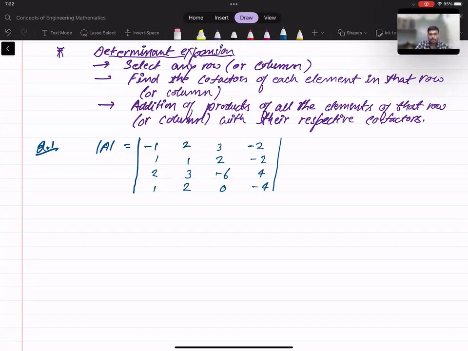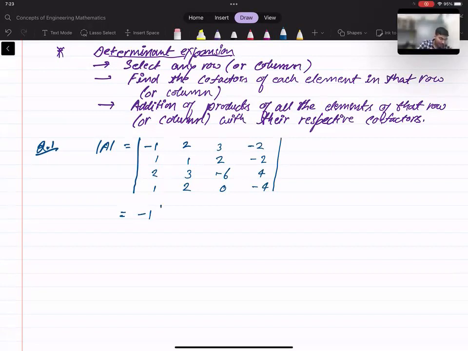So as I mentioned, we now need to select any row or column and then find its respective cofactors. And then we will add the products of the elements of the row or column which we have selected with their respective cofactors, and we will add them together. Okay. So let us select the first row itself. Since I have selected the first row, we will write the element and its product with its cofactor.